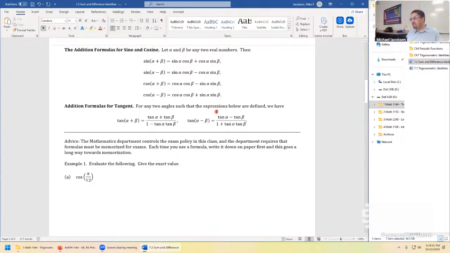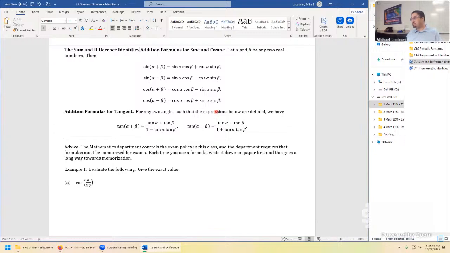Let me just also mention, this is the addition formulas or the sum and difference identities. So the emphasis is these two ways of naming these will be considered synonymous. But here they are. There's four interesting identities. The reason they're called the sum identities is because of the plus here.